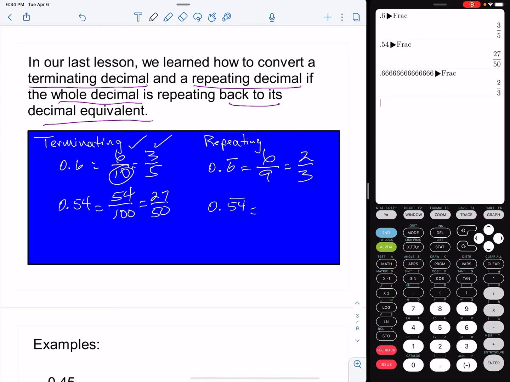So for 0.54 repeating, you would take the 54, put it on top, and since we have two digits that are repeating, we would put two 9s on bottom. And then we do the same thing. We type in 0.545454545454, a whole bunch of times, math, enter, and it shows you your simplified version is 6/11. So again, on the assignments, I must see unsimplified and simplified.